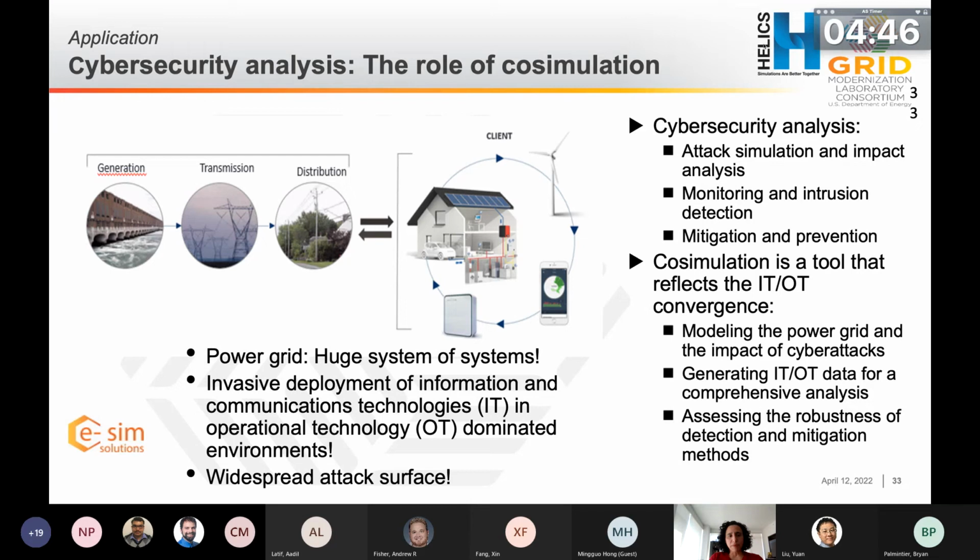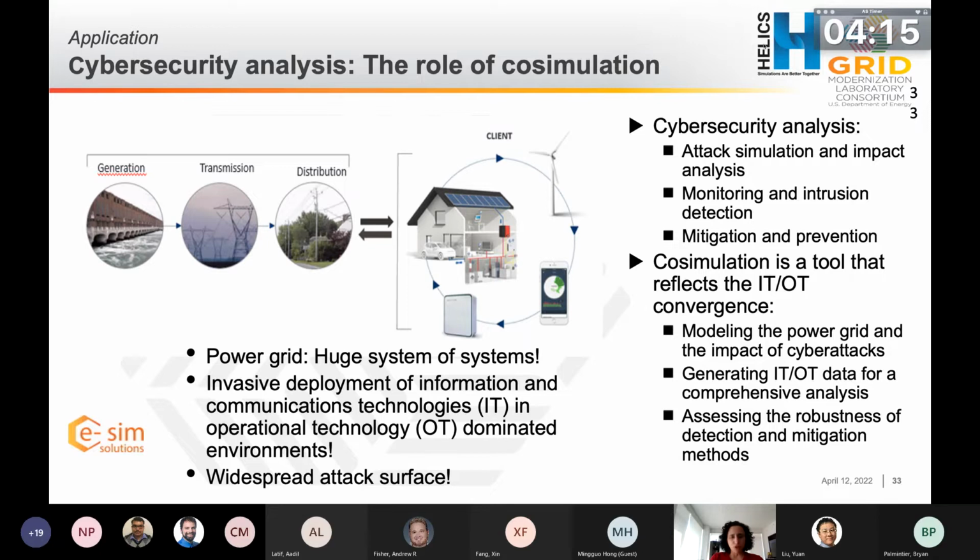Basically, we ended up in co-simulation because it was a requirement for cybersecurity analysis. We're looking at analyzing the security of the power grid, starting from generation to transmission to distribution, including systems that are deployed at the consumer's premises. So it's a huge system with many components that have different vulnerabilities, and it's characterized by an invasive deployment of IT technologies in operational environments.